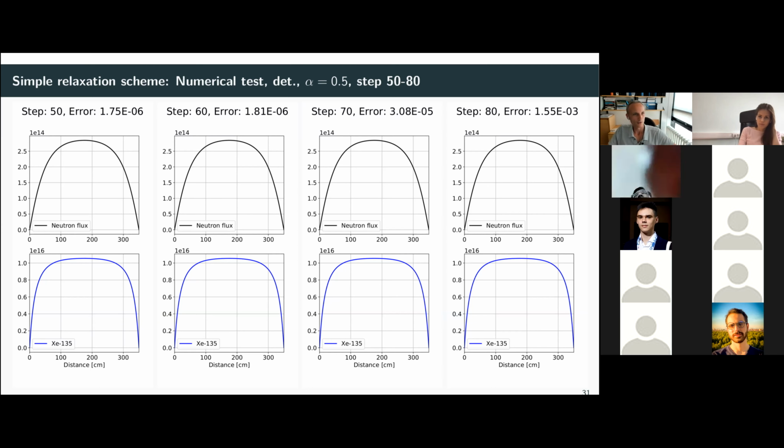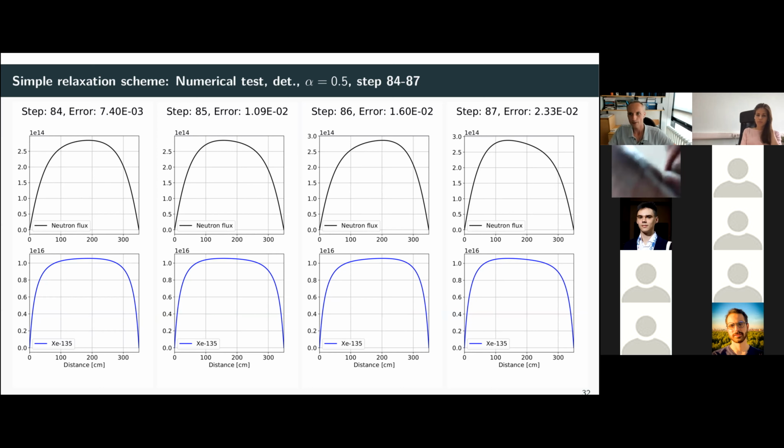Let's take a look at step 84 to 87. You can see that the relative error continues to grow. At step 87, it's already significant. So you can actually see the error visually. And when you compare the steps 85, 86, and 87, you'll see that the neutron flux actually oscillates side to side. Quite small oscillation, but it is visible. I mean, I hope you can see that.